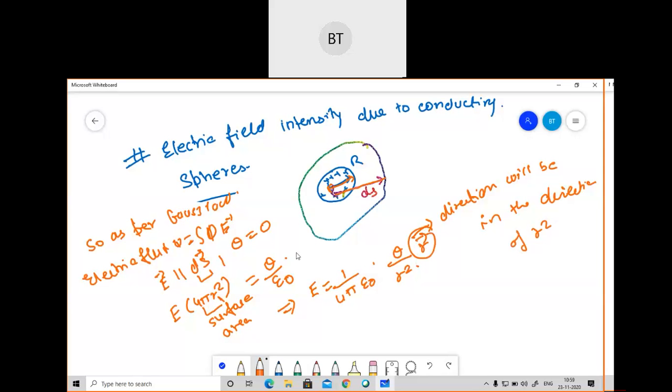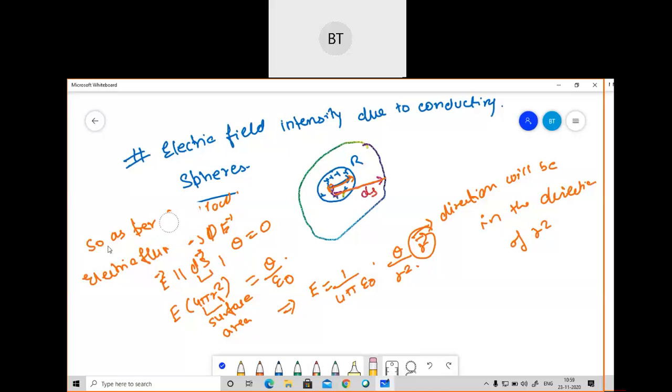So I think the first case is clear to you. So please tell me if any doubt is there regarding this first case. So what I've told you, is this clear to you? Are you getting my point? What I'm trying to say here? Okay. Fine. So let's move to the second case.